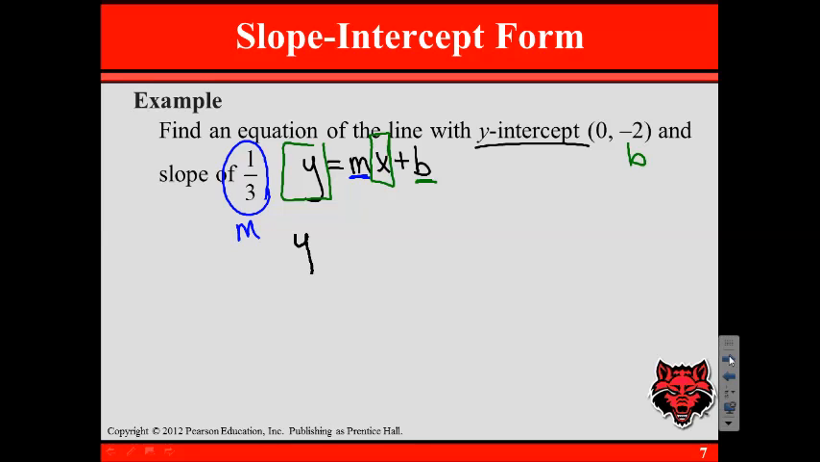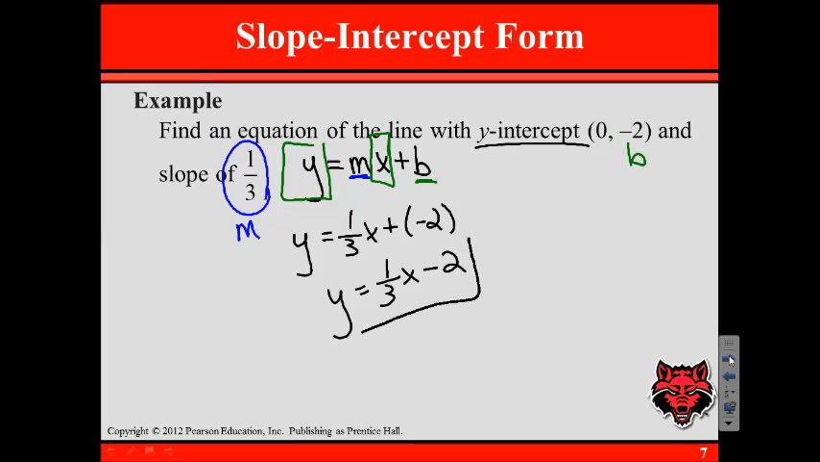Let's see what happens. We have y equals, instead of m, we write 1/3. So y equals 1/3 x plus b is -2. We don't really want to write two signs next to one another. Remember, if we add a negative, that's the same thing as subtraction. So we have y equals 1/3 x minus 2. That's as far as we want to go.